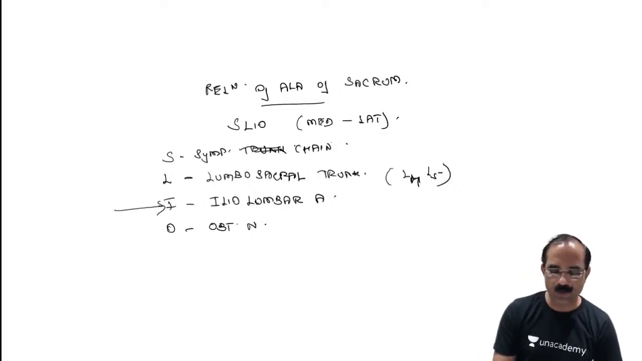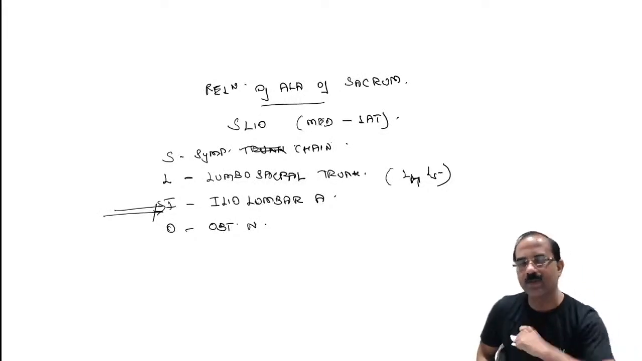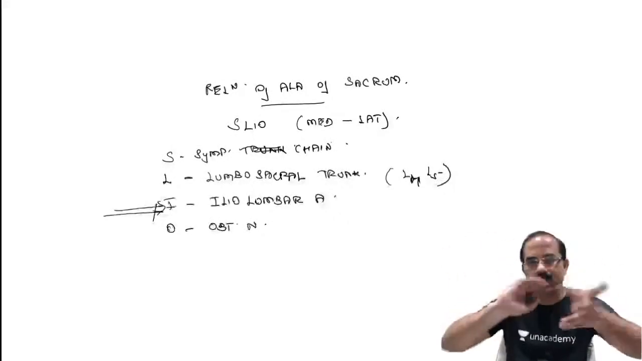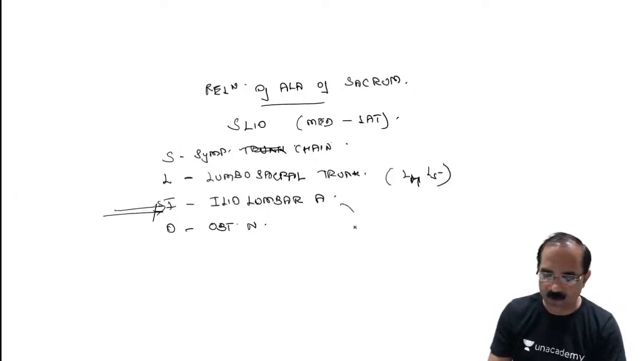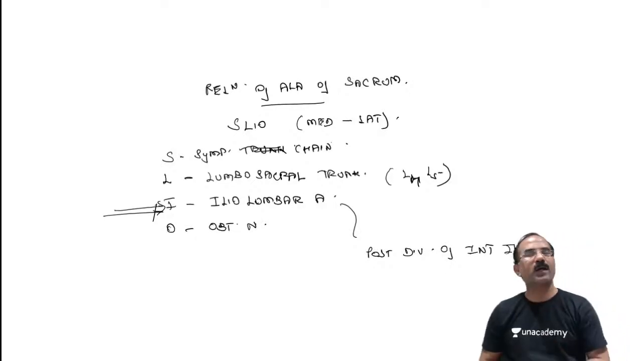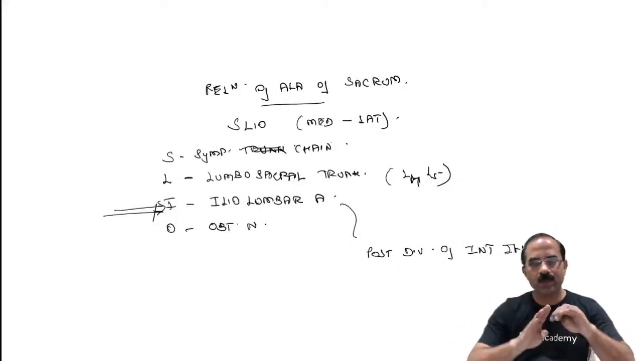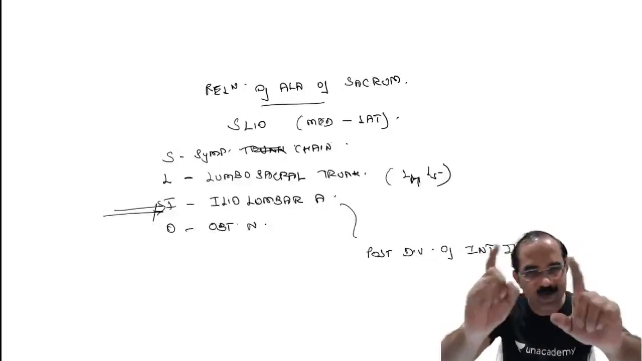Have you heard this iliolumbar artery somewhere? I've told you this yesterday only. If you can correlate, students, what does this iliolumbar artery supply? The iliolumbar artery is a branch of the posterior division of the internal iliac, and it is going to supply the L5 vertebra.